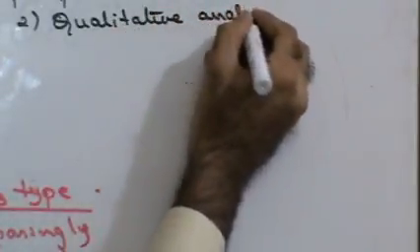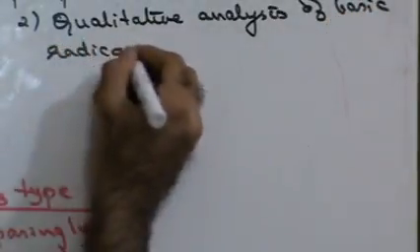Second, in qualitative analysis of basic radical. To separate basic radicals into groups by precipitation, the principle of solubility product is used. You have basic radicals, you can separate them into various groups. First, I can have group 2 radicals. How do I get group 2 radicals? By using HCl. You must have done this experiment in lab.